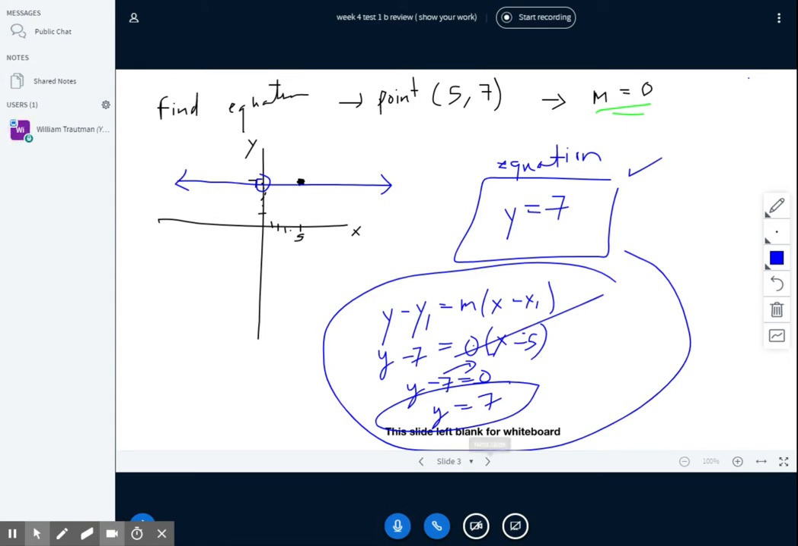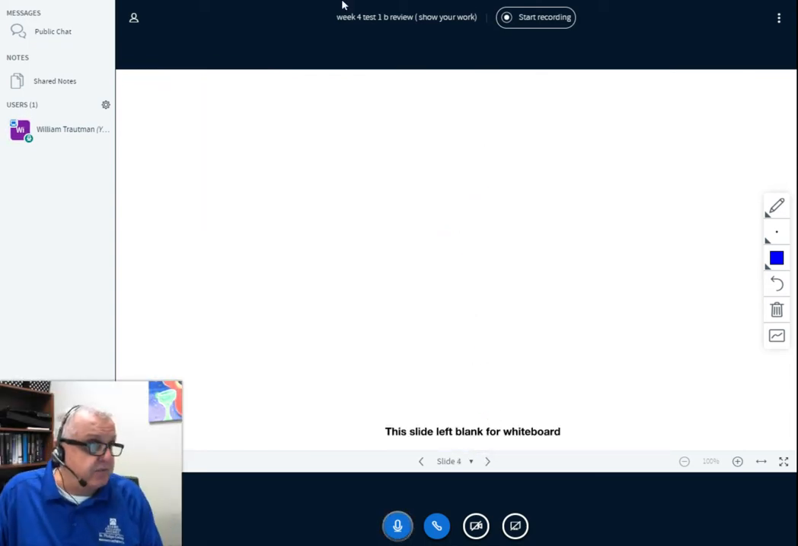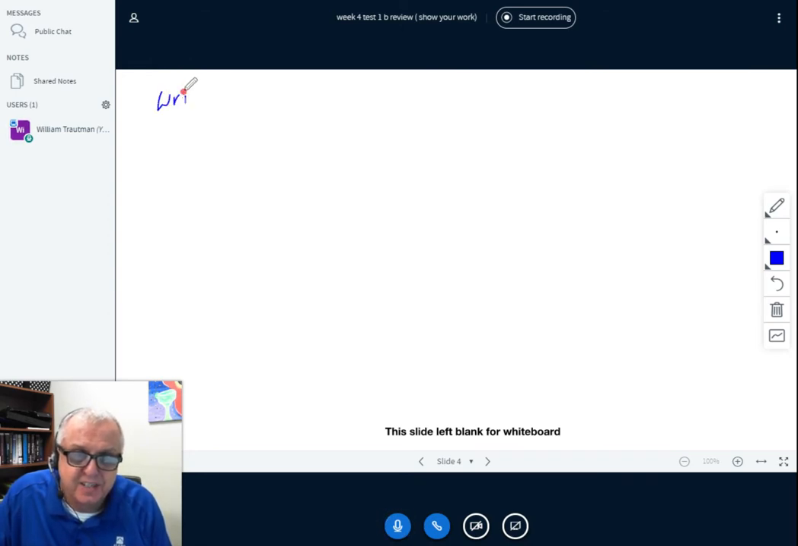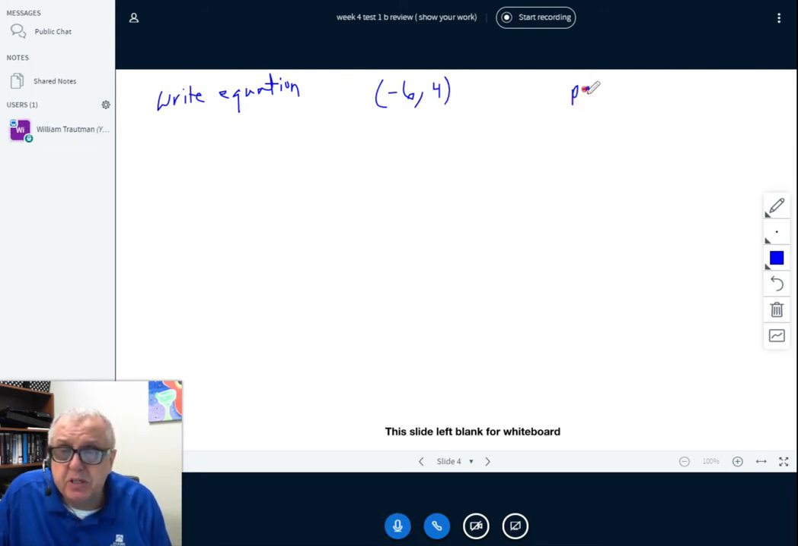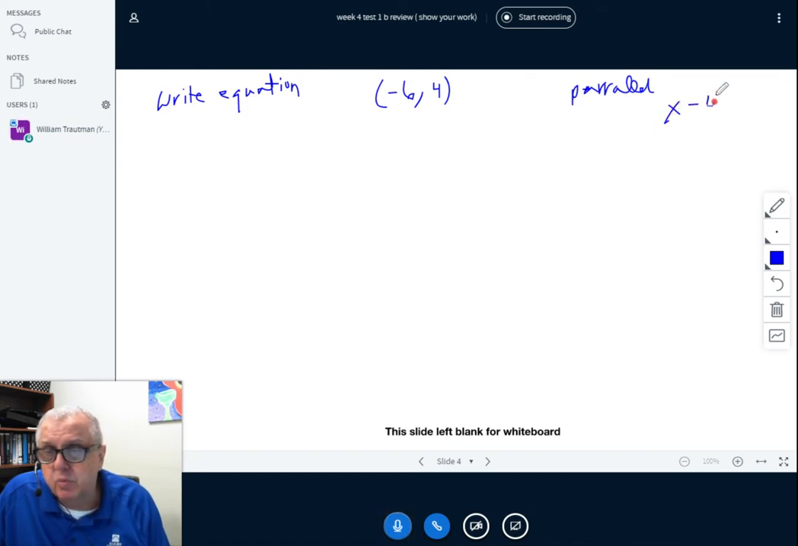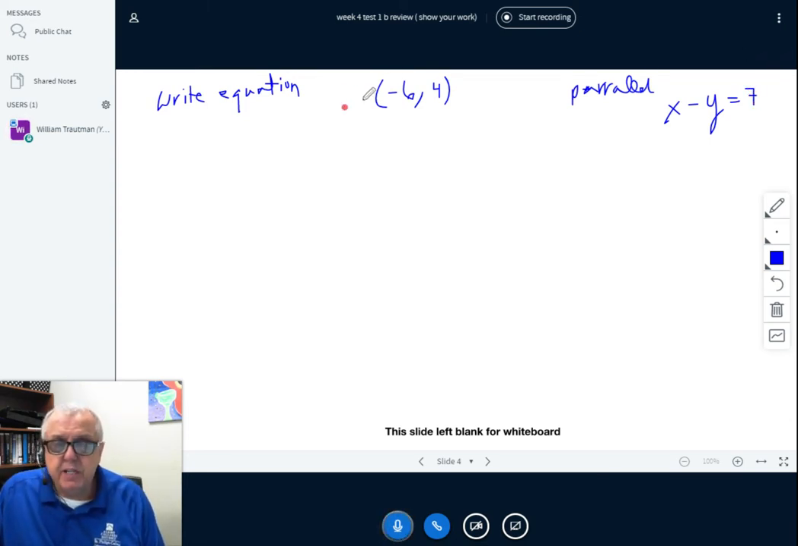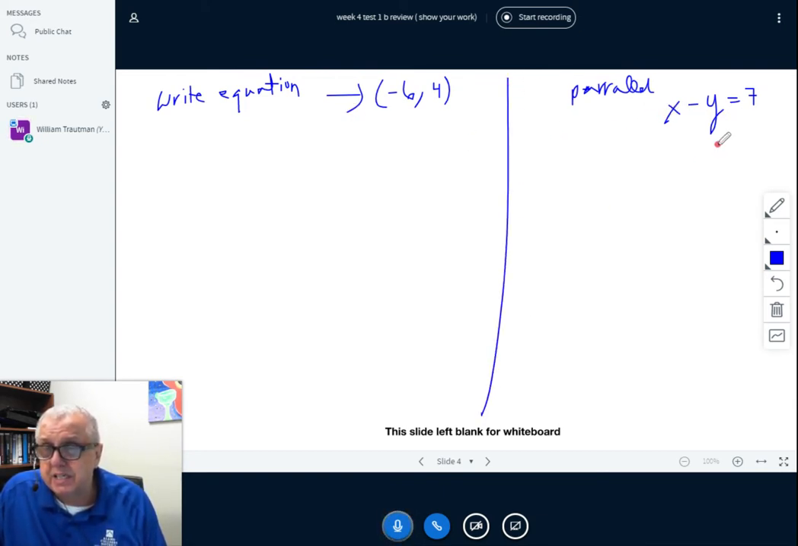So the next question on the test will be something similar. You're going to have to write an equation. It's an algebra problem. The whole first week of class, you're supposed to do nothing but algebra. Write the equation going through this point and parallel to x minus y equals 7. So writing the equation that goes through this point and parallel to this line.